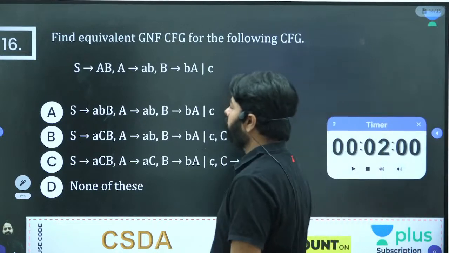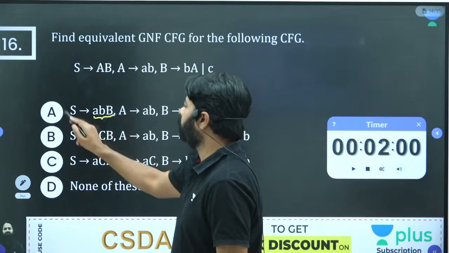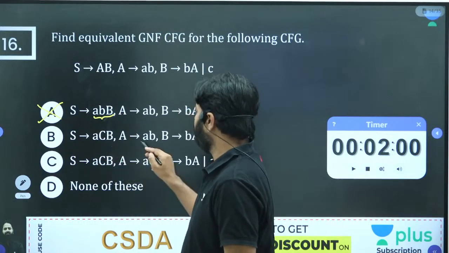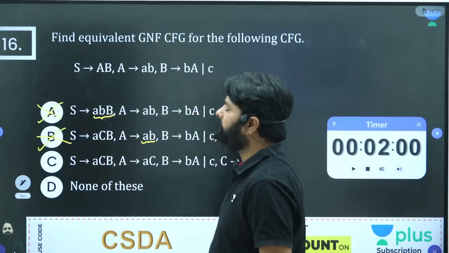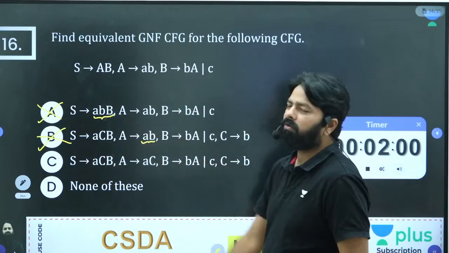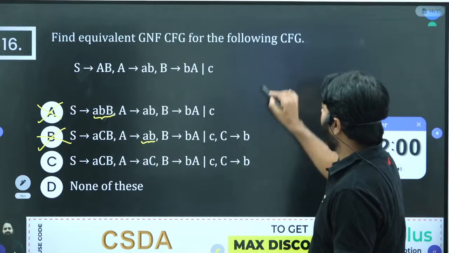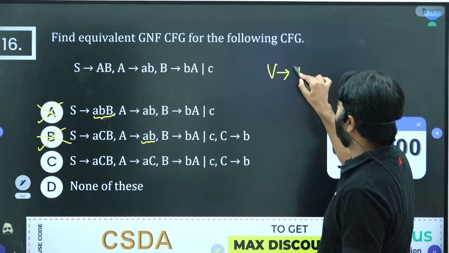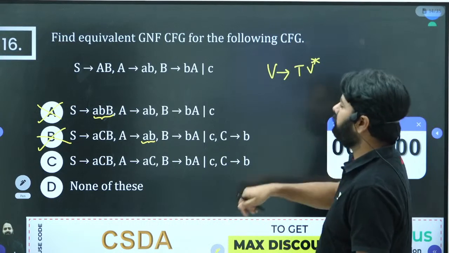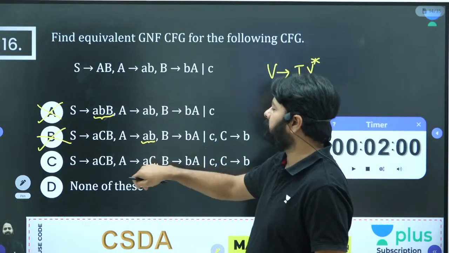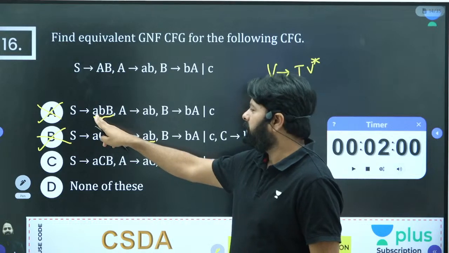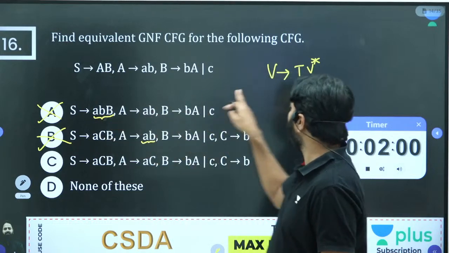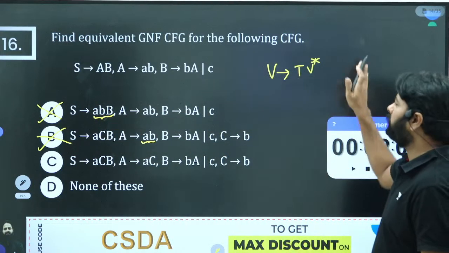Now we have only two options. Because of this grammar, this option is left, and we removed this one. So this production and this production are not in GNF. What is the GNF rule? V arrow T V star. This definition fails here because both the T's are there. We need only one T followed by any number of non-terminals. Either one T, but there is another T. We want only one T followed by any number of non-terminals.